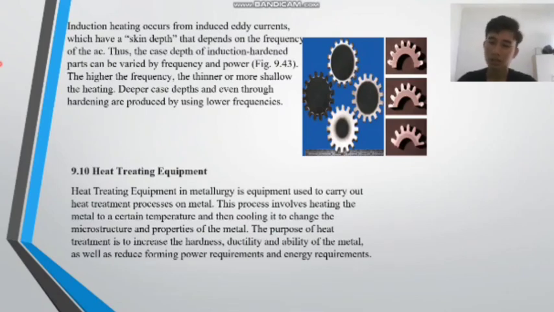Now, next 9.10, heat treating equipment. Heat treating equipment in metallurgy is equipment used to carry out heat treatment processes on metal. This process involves heating the metal to a certain temperature and then cooling it to change the microstructure and properties of the metal. The purpose of heat treatment is to increase the hardness, ductility, and strength of the metal, as well as reduce forming power requirements and energy requirements.